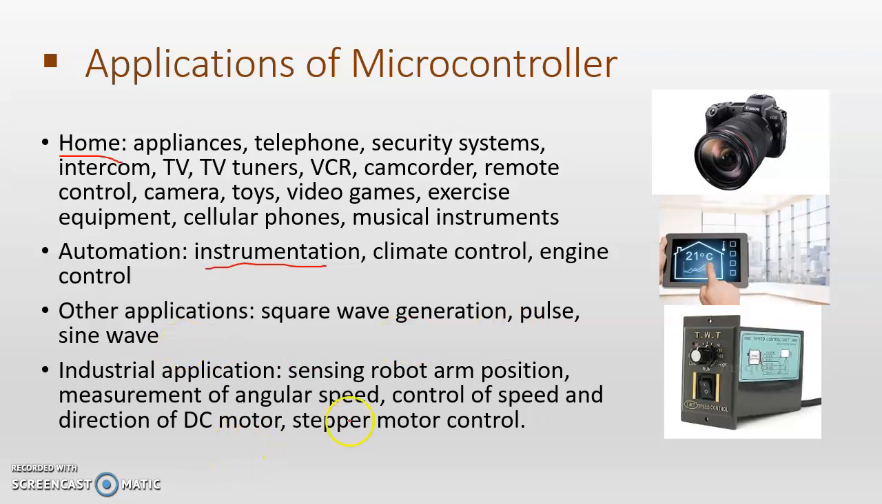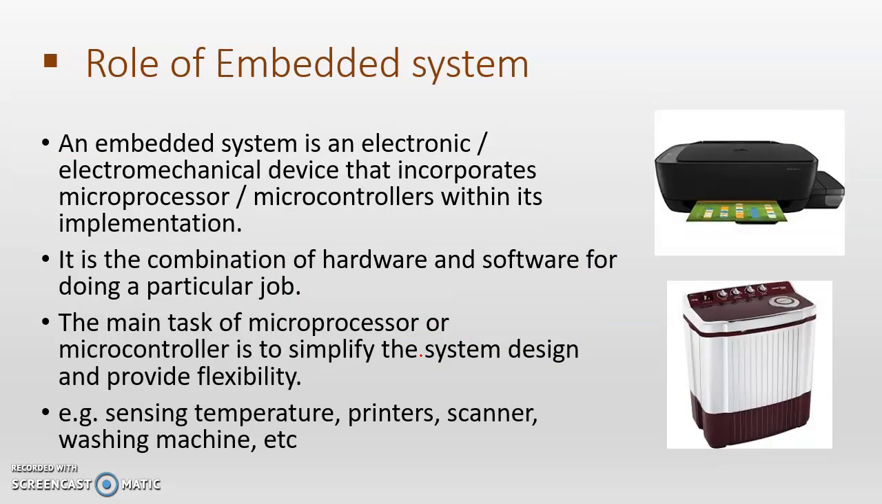Industrial applications include sensing robot arm position, measurement of angular speeds, control of speed of DC motor, and stepper motor control, etc. So these are some applications of microcontrollers. You often see these in cameras, climate control, and speed control, where the microcontroller IC can be used. Now next we'll see the role of embedded system.